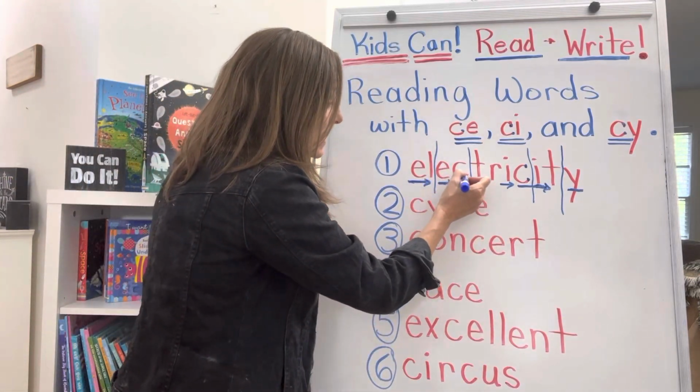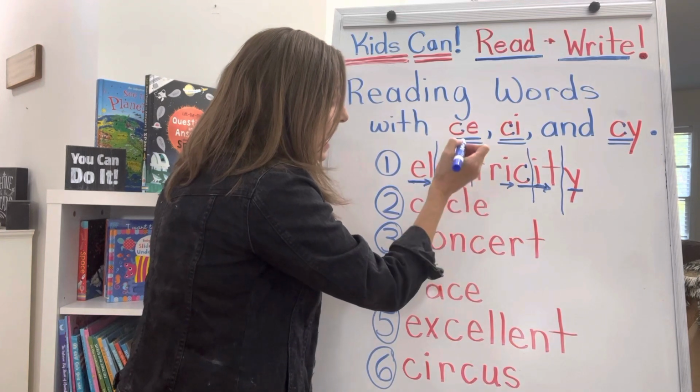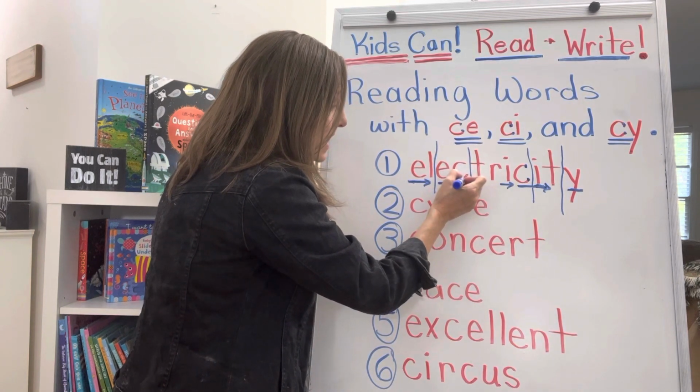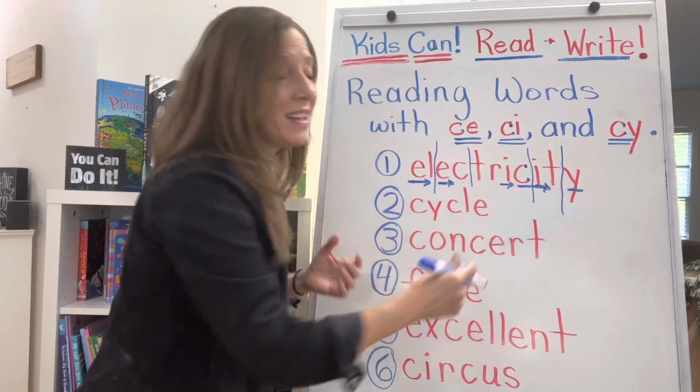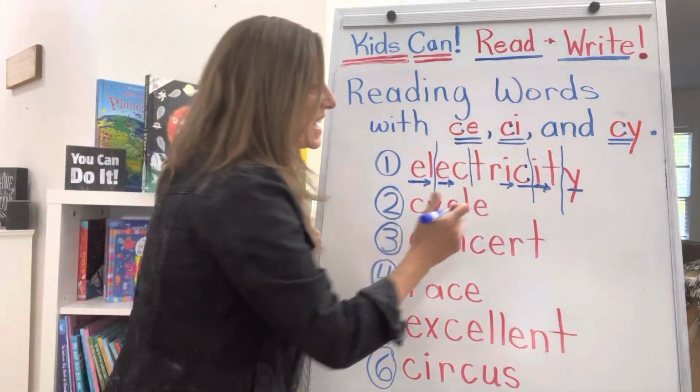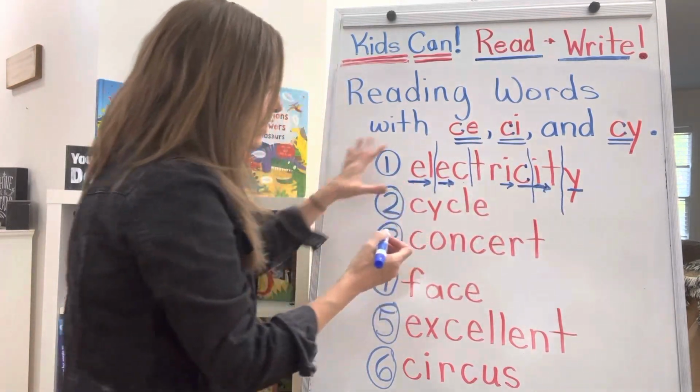Remember, you have to see, is he touching an E, I, or Y? If the answer is no, say K. If the answer is yes, say S and sneak up on that E, I, or Y. All right, so that's the first one.